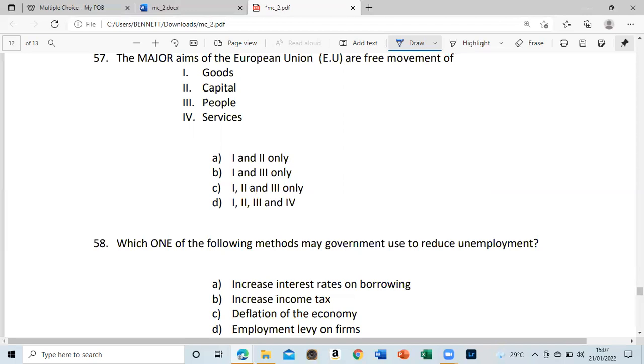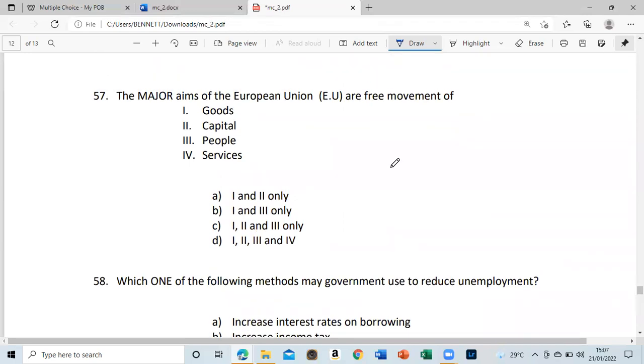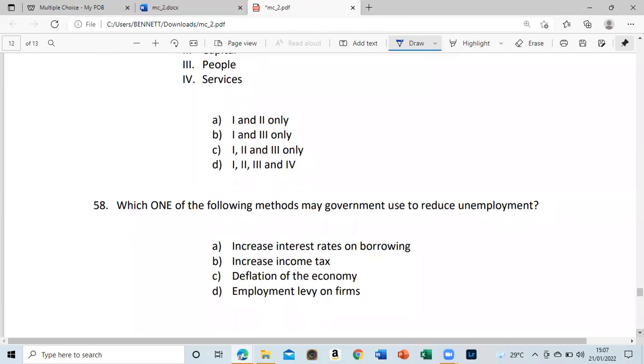The major aim of the EU is free movement of goods, capital, people, and services. Which of those is the purpose? So that will be all 4. So number 57 is D. Movement of goods, capital, people, and services.